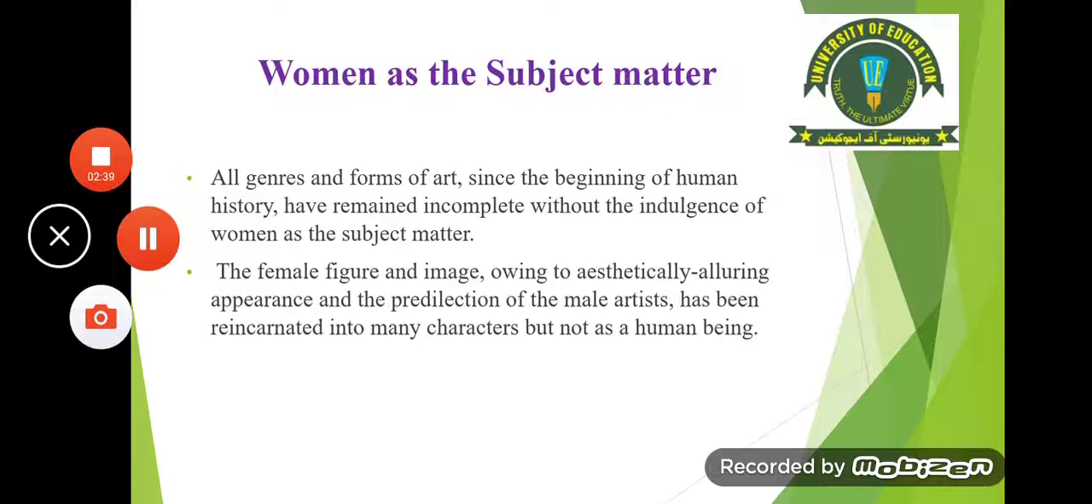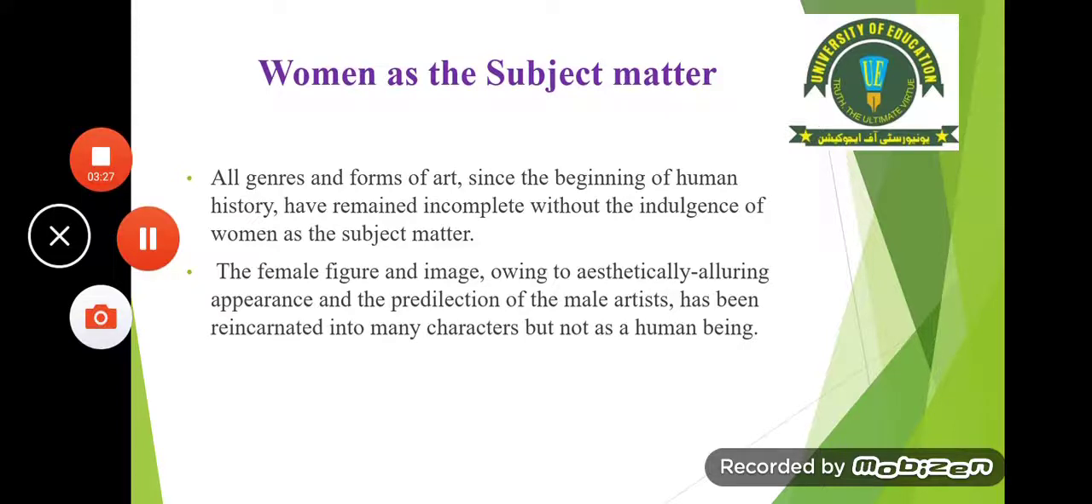All genres and forms of art since the beginning of human history have remained incomplete without the indulgence of woman as the subject matter. So even from prehistoric times, we see that the female figure has been painted repeatedly, and it has a very important place in art. You can see different genres and forms of art. Genres means different types of art, in which we can see landscapes, still lifes, figure studies.